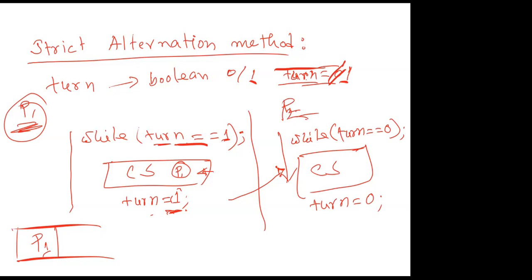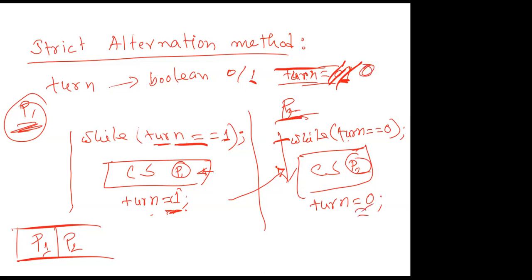Now let's say the operating system schedules process P2. It will check whether turn equals 0. No, turn is currently 1, so it will skip this while loop and enter the critical section. P2 enters the critical section, and when it is done it makes the turn value 0 again.